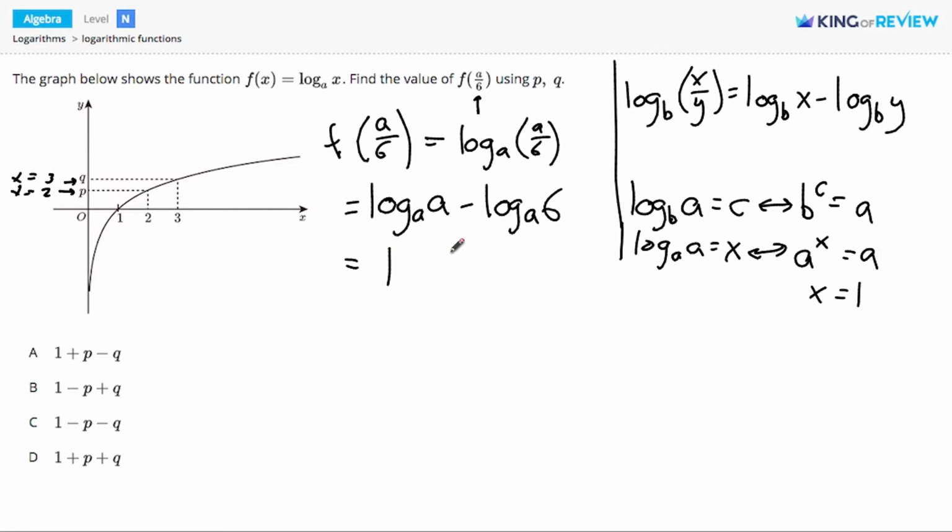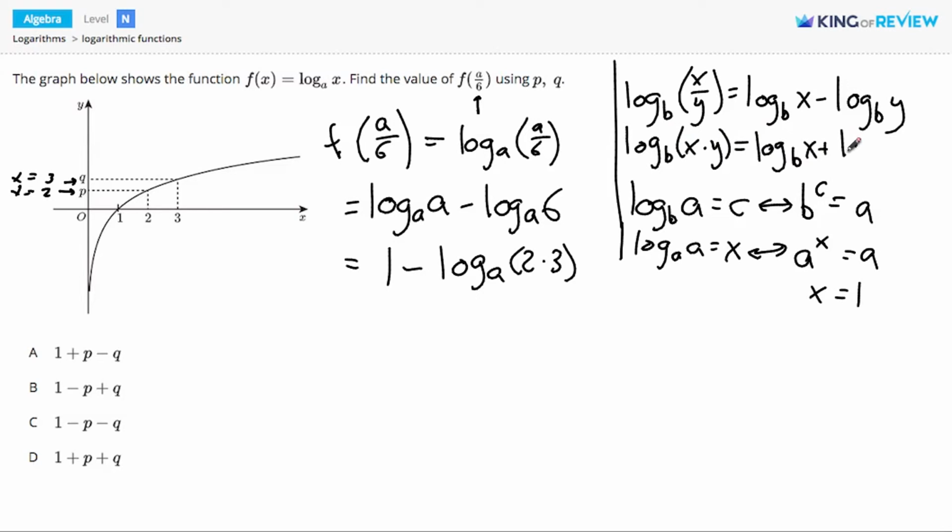Now we don't know what the log base a of 6 is, but we do know what the log base a of 2 and 3 are. That's p and q. And 6 can easily be written in terms of 2 and 3 by just writing it as 2 times 3. Now, there's a very similar property of logs to the fraction property we've used before that says if you have the log base b of the product of x and y, you can split those up into the sum of the log base b of x and the log base b of y.